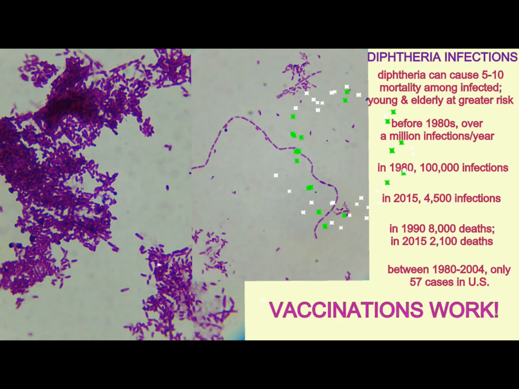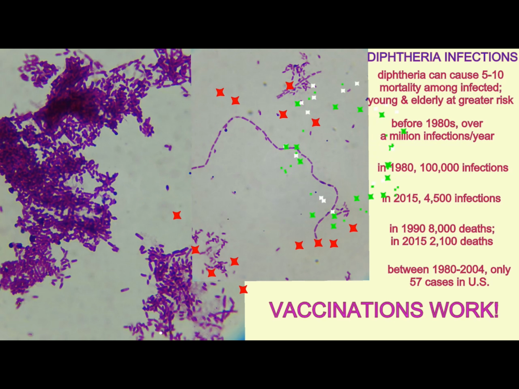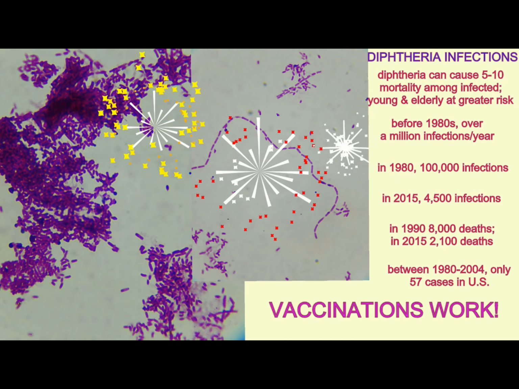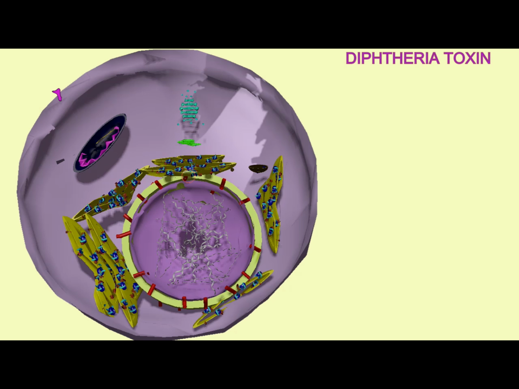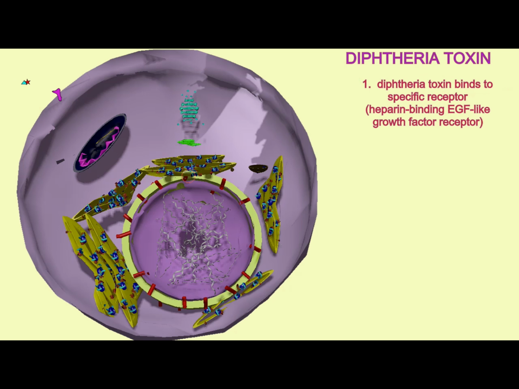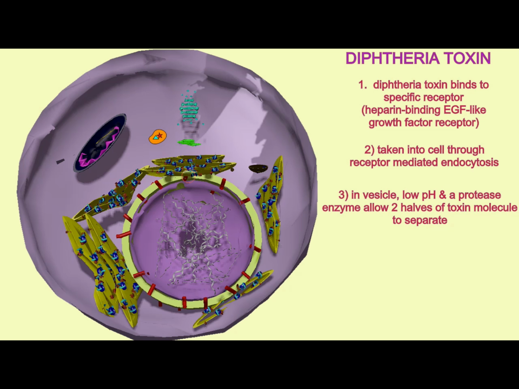This clearly shows the success of the vaccinations against diphtheria, and in some areas where vaccination levels have decreased, diphtheria levels have then increased. The toxin made by the bacteria binds to a specific receptor on the human cell membrane, the heparin-binding EGF-like growth factor. And this initiates receptor-mediated endocytosis, which brings the toxin into a vesicle inside the host cell.